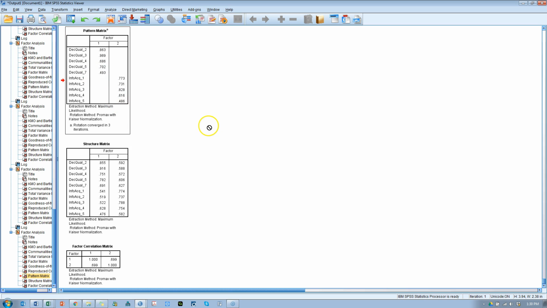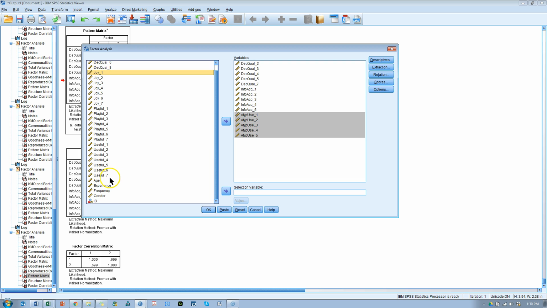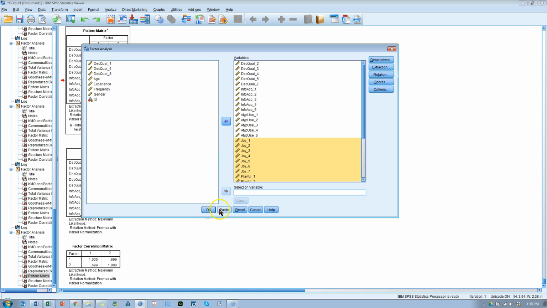What I'm going to do at this point is I'm going to recreate the larger pattern matrix and see if everything's resolved. If not, we can see where we'll go. Probably decision quality 7 and info acquisition 5 will be the next to be eliminated. So back to the full factor analysis. We're going to throw everything in there except decision quality 1, 6, and 8. Yep. Run it again.